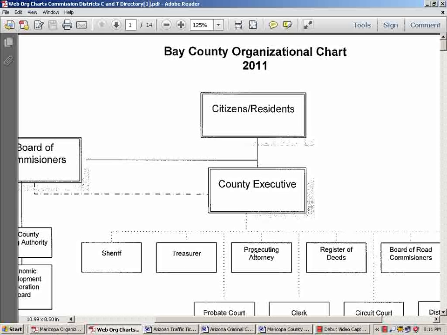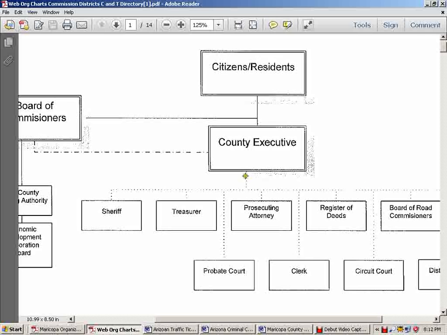You've seen this before. This is one way that a county government can be set up. Bay County, Michigan. Citizens directly to the county executive. And in this county, the county executive is an elected office. And then everybody answers through him to the citizens. So that's one we've seen before.